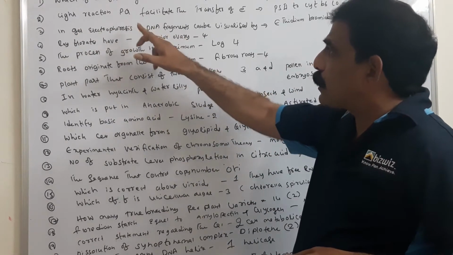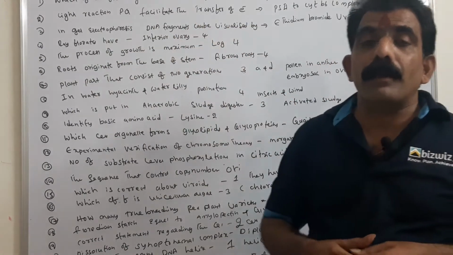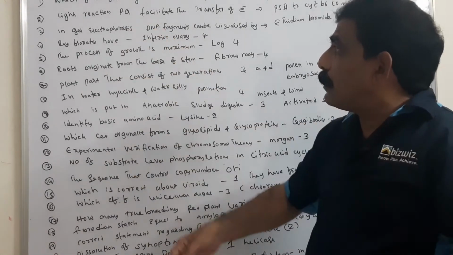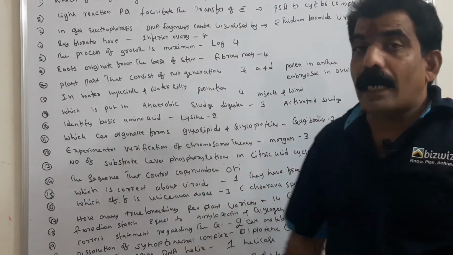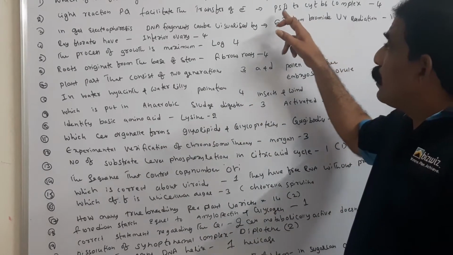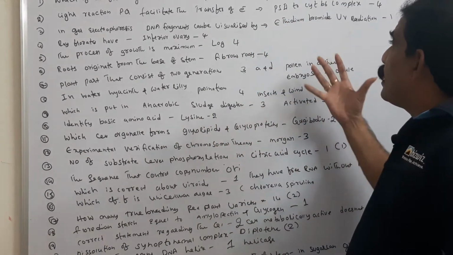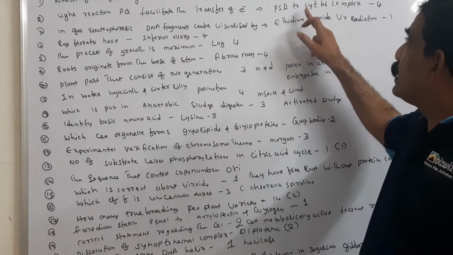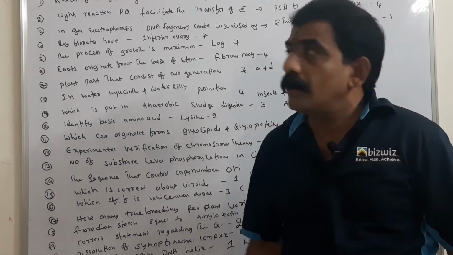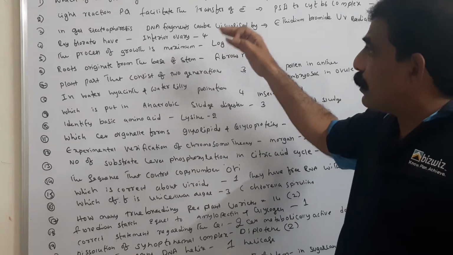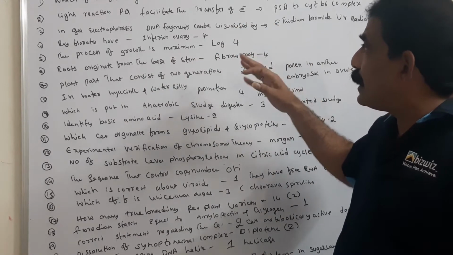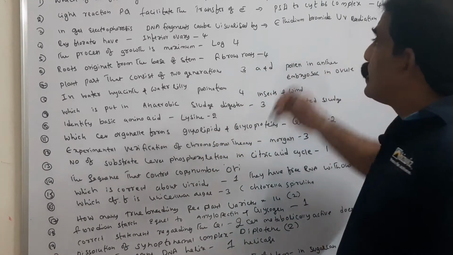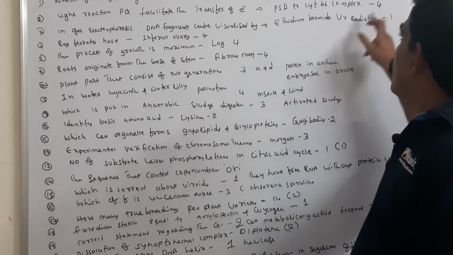In light reaction, plastoquinone facilitates the transfer of electrons in between which two is asked. In light reaction, plastoquinone facilitates transfer of electrons in between PS2 and cytochrome b6 complex. So that is the right answer, and that is given in the fourth option.